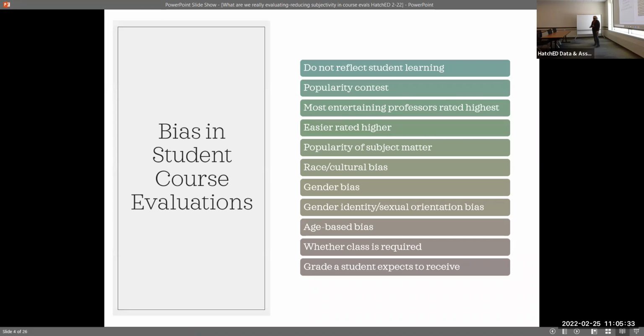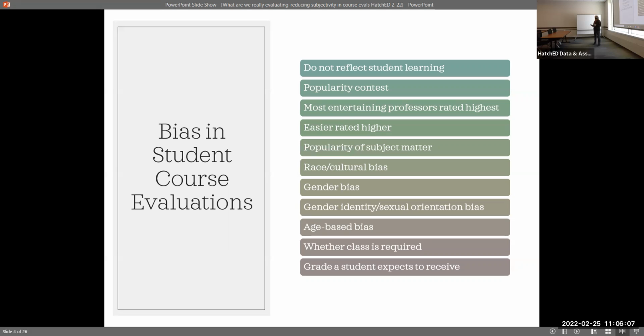So if we look at bias that can happen within student course evaluation, there's a lot of research. I spent hours just digging through research on this, and I didn't even touch the surface of how much research exists on the area of student evaluation bias. I've included here a list, and I'll talk a little more in depth about some of these issues as we go through. Obviously, when we're asking a student to give their opinion on a course, we're setting ourselves up for some bias in the way that they answer.